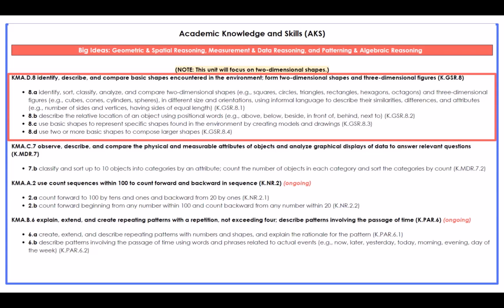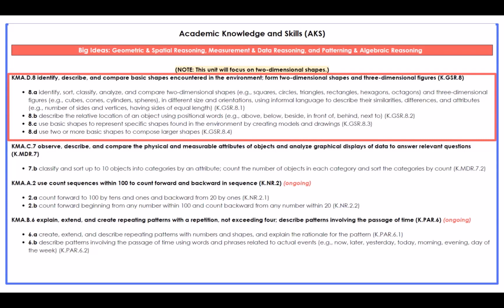IOA 8A states students should be able to identify basic shapes, including squares, circles, triangles, rectangles, hexagons, and octagons. Students identify and describe the shapes based on the number of sides, vertices, and other attributes. It is important to use shapes in different orientations and sizes, along with non-examples of the shape, so students learn to focus in on those defining attributes of each shape. Students also sort, classify, analyze, and compare two-dimensional shapes.